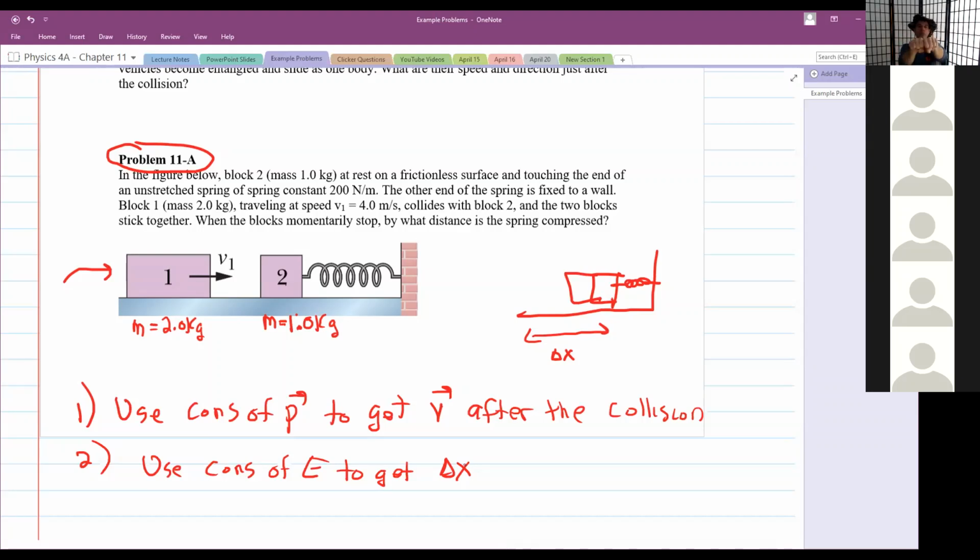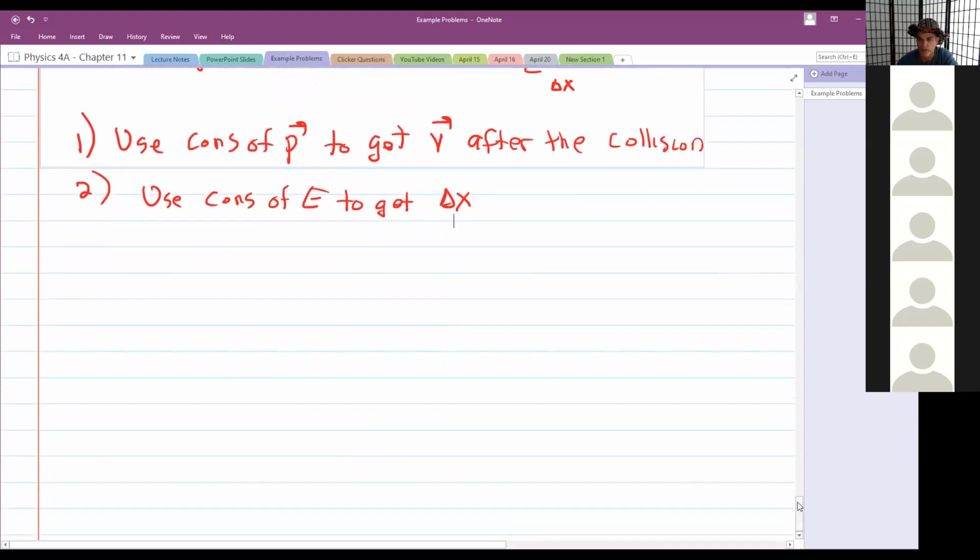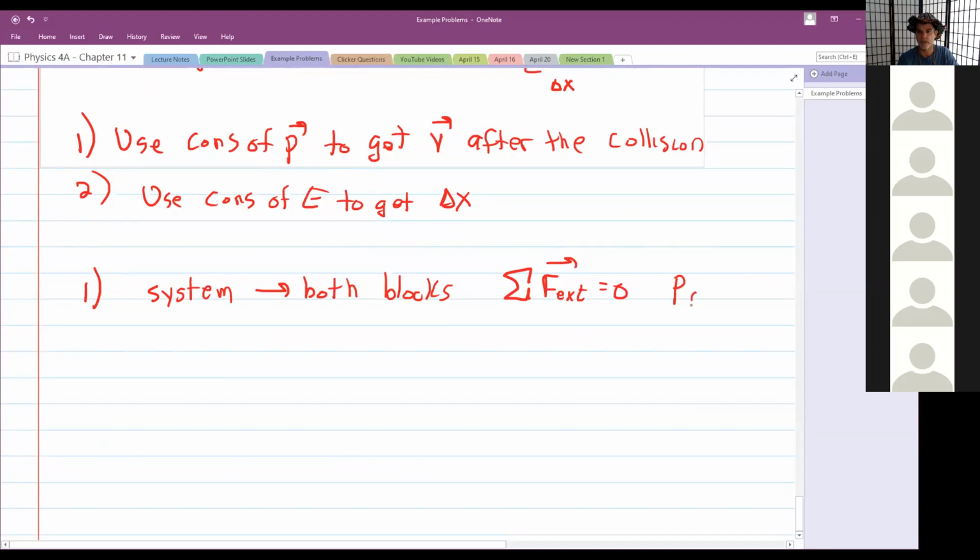And now what I have are two objects that are moving with some kinetic energy, and all of that kinetic energy then gets converted into elastic potential energy. So how we would do this is, let's be specific for step 1. I'm going to define my system as both blocks. Again, there are external forces. I've got gravity and the normal force, but those balance each other out. So the sum of the external forces on this system is going to be 0, which means my final momentum is going to equal my initial momentum.